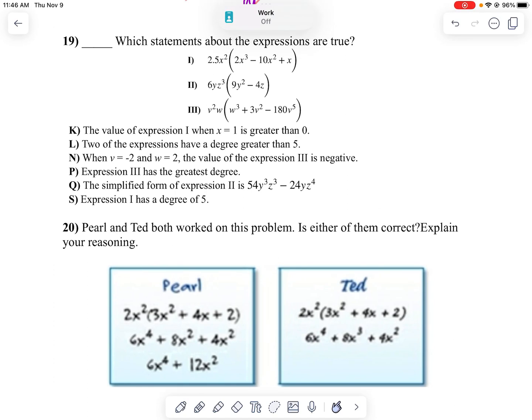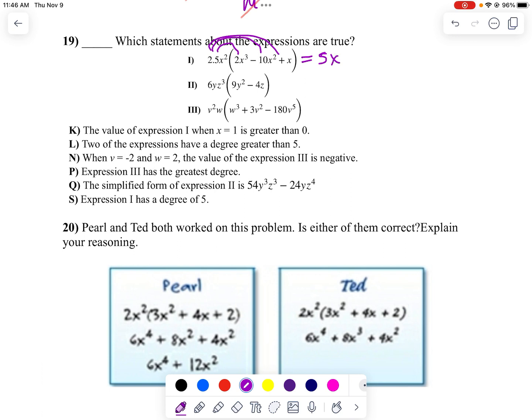I think on number 19, the easiest way, let's distribute to each problem. So 2.5 times 2, well, that will be 5x to the fifth, won't it? X squared times x cubed. I wrote squared, but I want to the fifth. Sorry about that.